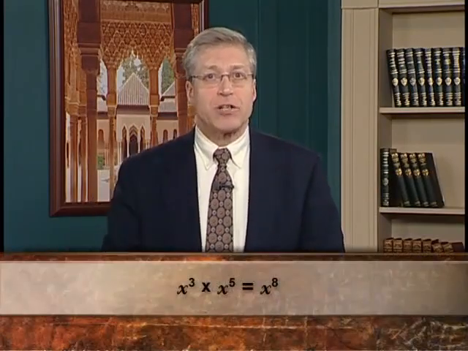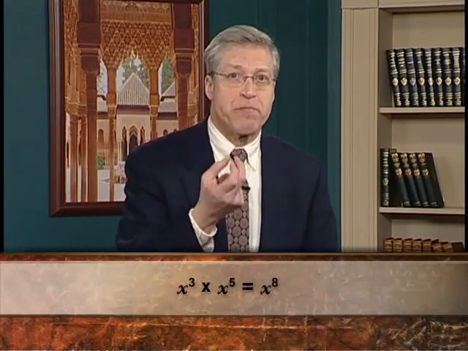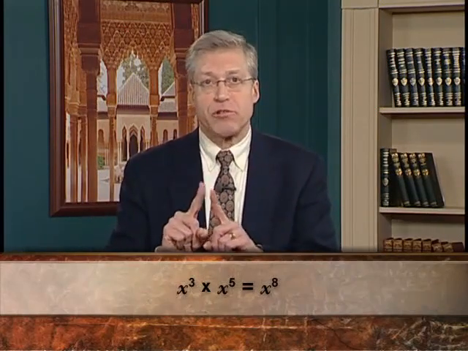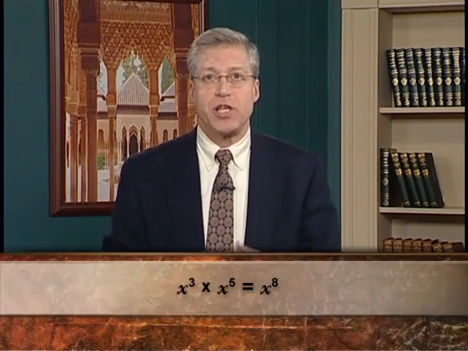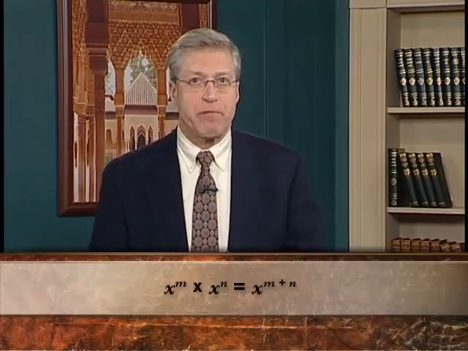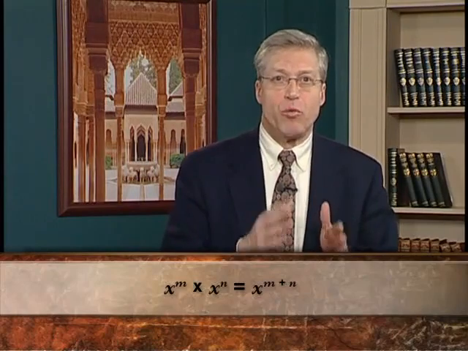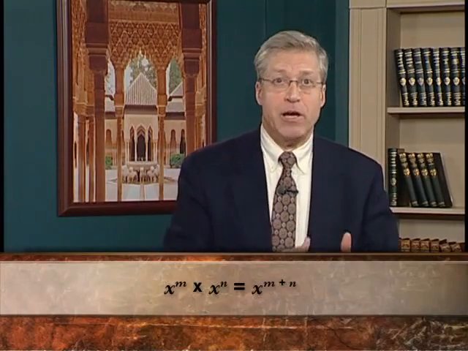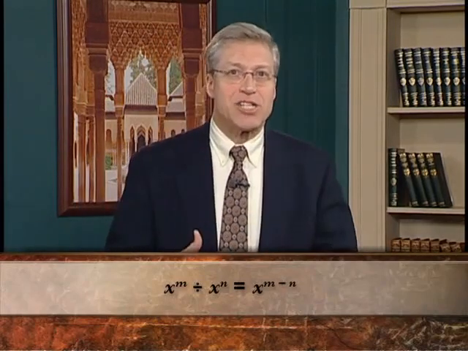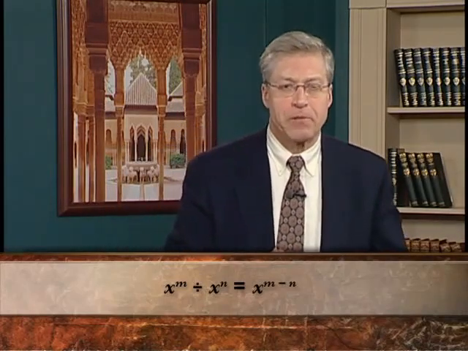If I have x raised to the 3rd power and I multiply that by x raised to the 5th power, I can combine those just by adding the exponents. That's going to give me x raised to the 8th power. And he states the general rule that the unknown raised to the mth power times the unknown raised to the nth power is equal to that unknown raised to the m plus nth power. And the same thing is happening if you take x to the m divided by x to the n. That's going to be x to the m minus n.